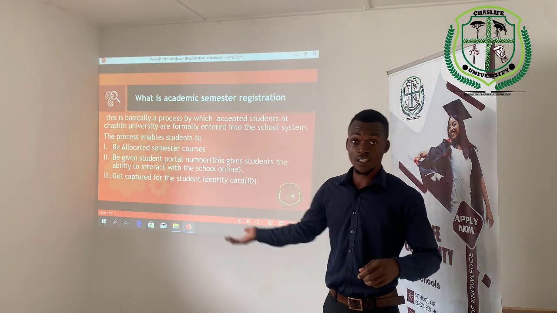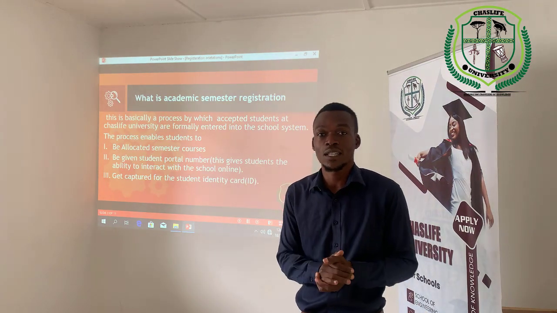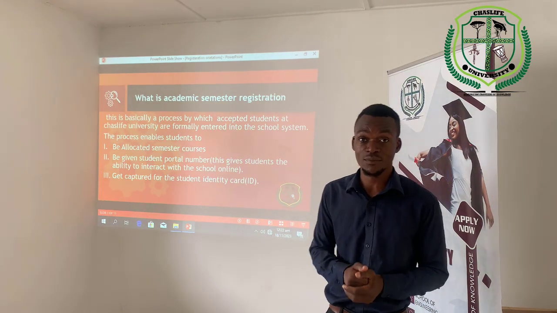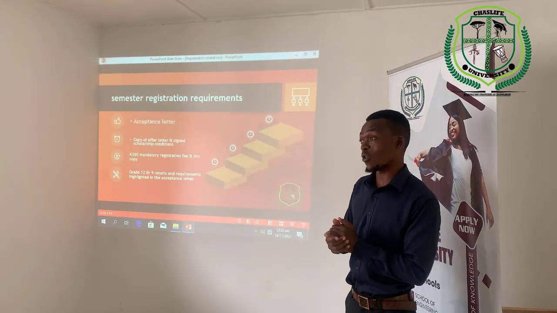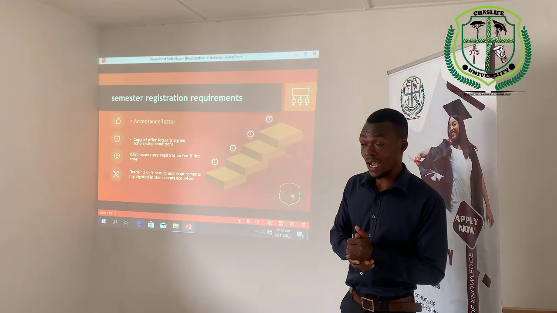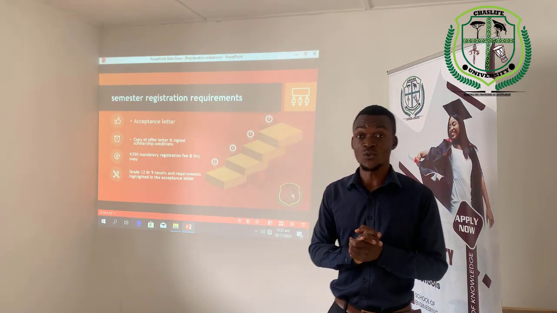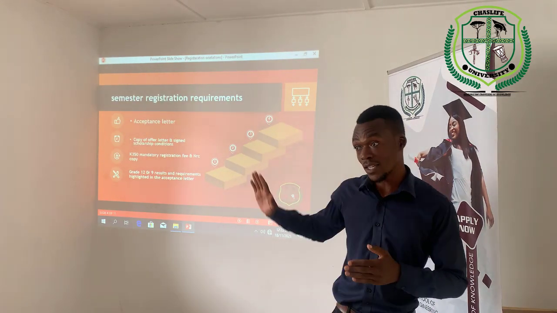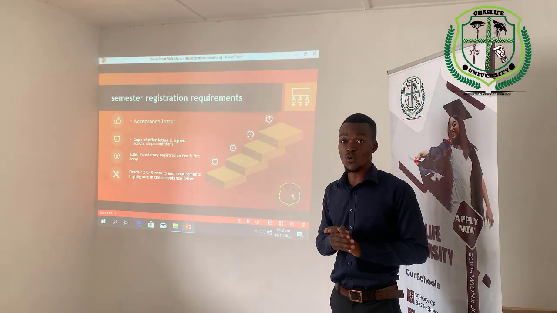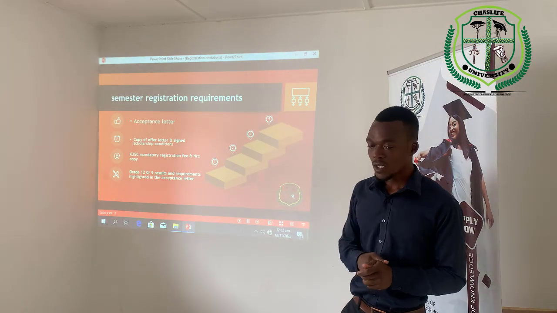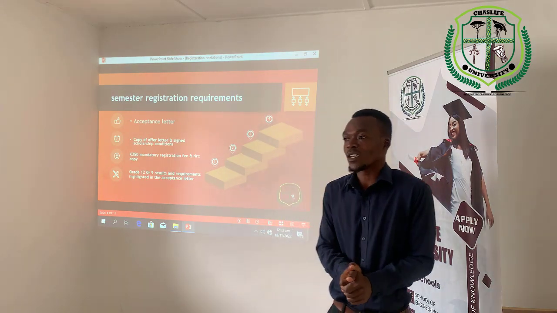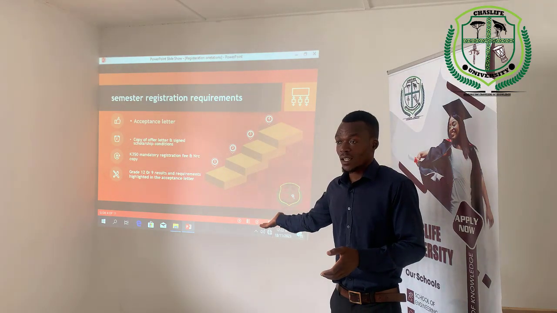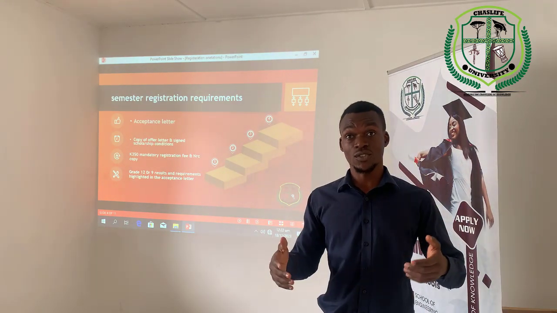The third aspect includes getting captured for an identity card. After this process has been done, a student will be given an ID. So if you are accepted at Just Life, this is the information that you need to look out for. Having known what registration really is, we can now proceed and look at the requirements that are needed for one to get registered.